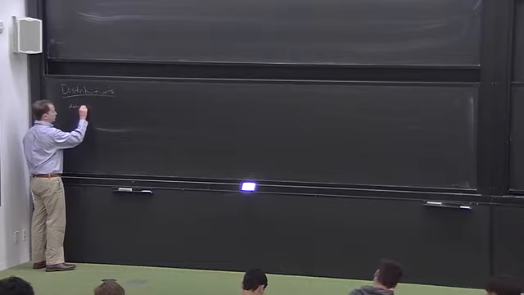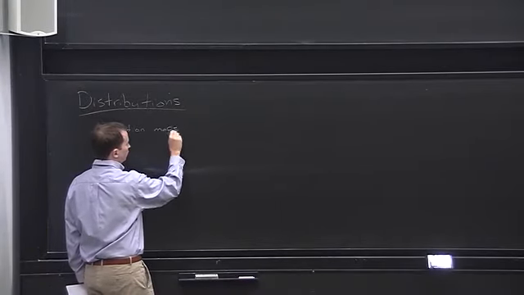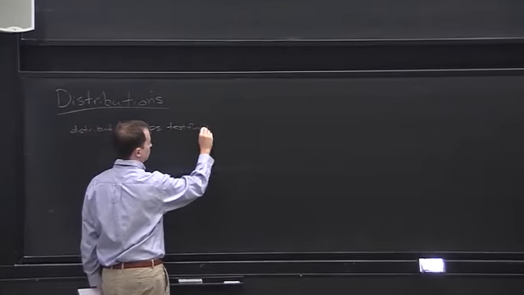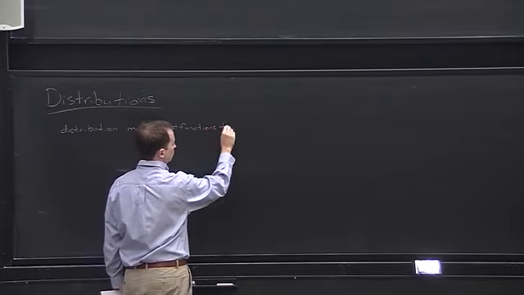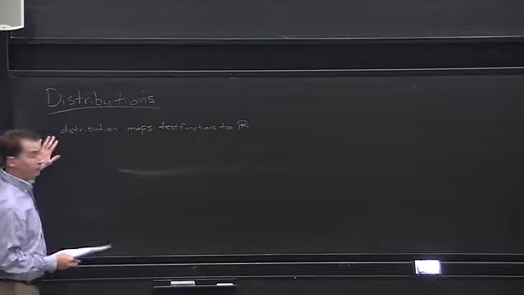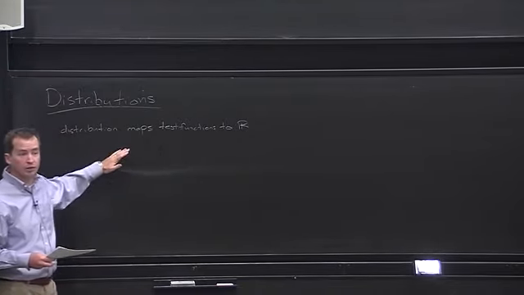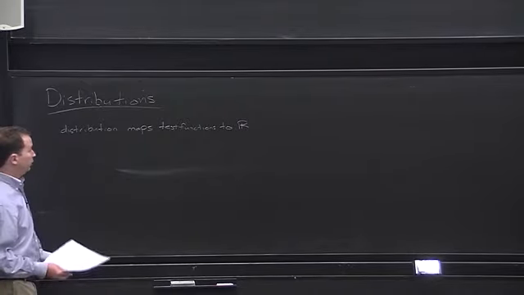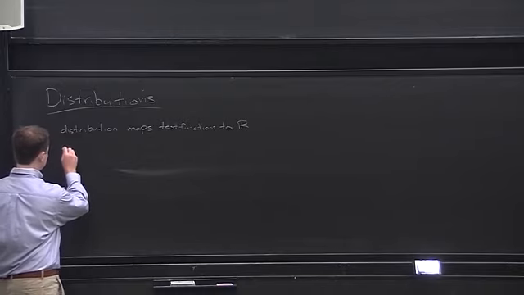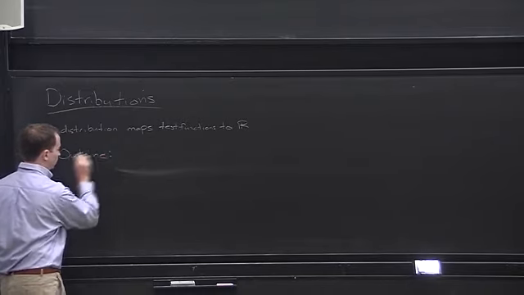distribution maps test functions to real numbers, and it's basically a functional that acts on this test function space that's linear, continuous, and finite. That's what we went through on Friday. And today, what we're going to do is see what else we can do with distributions.